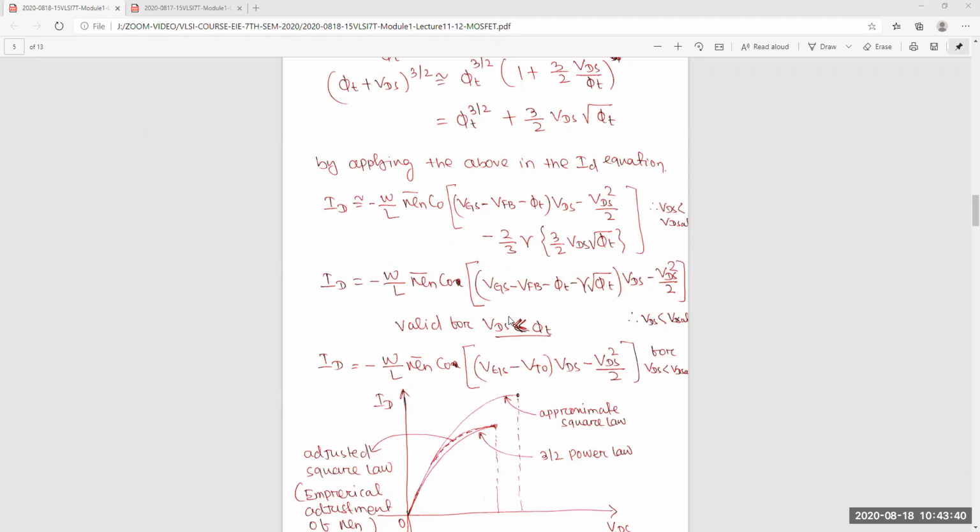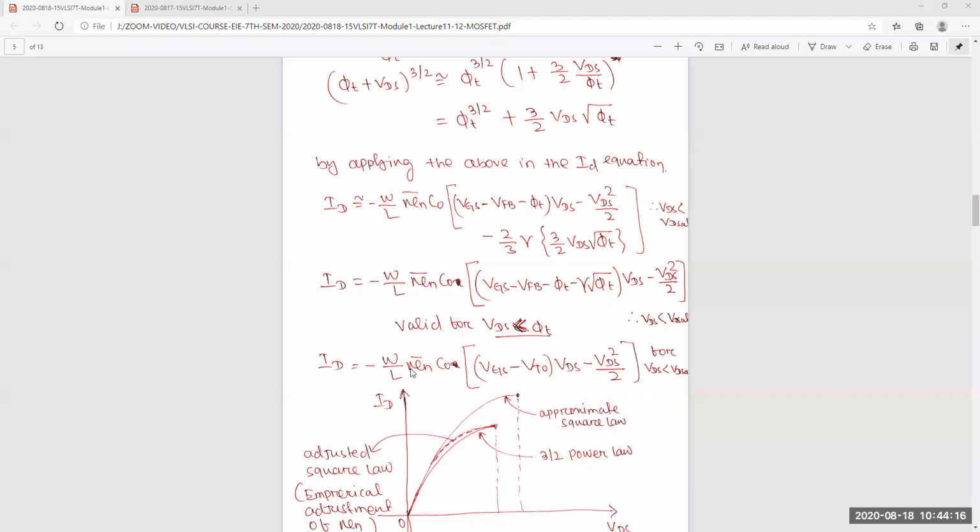Okay. So this is again valid for VDS very less than phi t. So finally, if you simplify this, then you will get ID is equal to... This minus is always there because the current is flowing from top to bottom, from the higher region to the lower region. This is coordinate 0. So that's why the minus is everywhere. Don't confuse with minus or plus. We should take its magnitude.